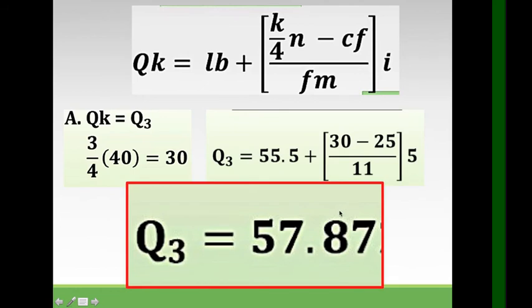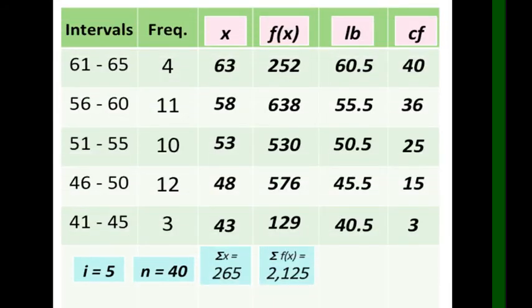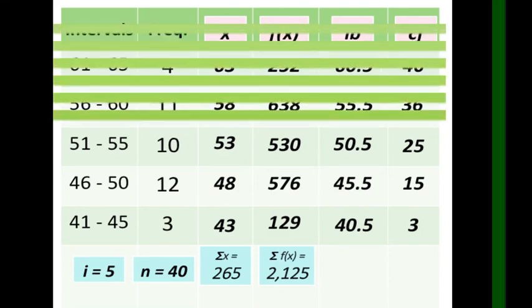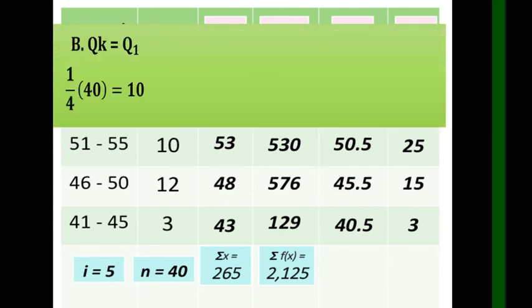Okay? Now, let's proceed to the next one, the Q1. So we're done with the Q3, right? So we are now in Q1. Again, in Q1, we have 1 over 4 times 40. 1 for the K, right? Because we have a formula K over 4 times N. Our N is 40. Our K becomes 1. Earlier it was 3, now 1 because we are in Q1. So 1 times 40 is 40, divided by 4, the answer is 10.